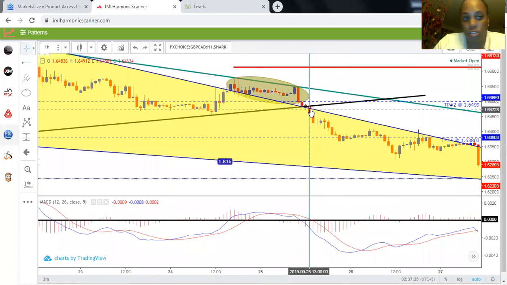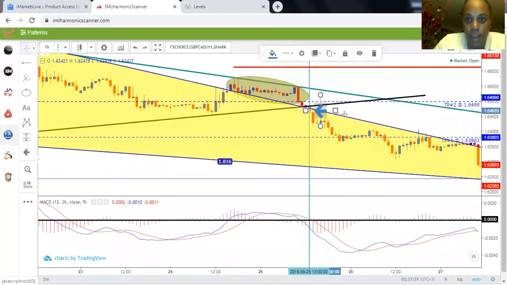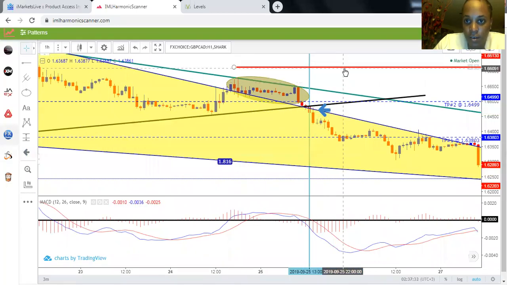So I entered the trade here. That's where I entered the trade. My stop loss is here. And my take profit is the next take profit on the harmonic scanner.